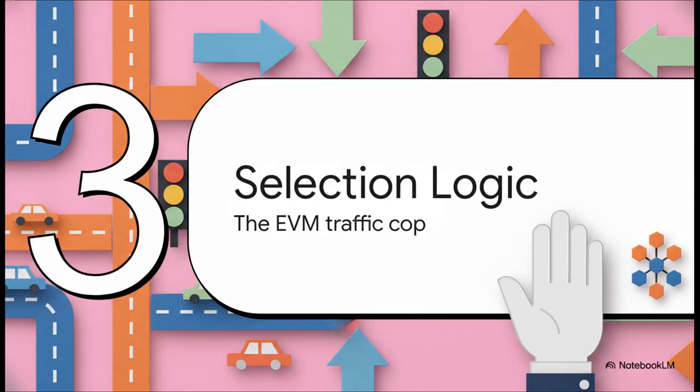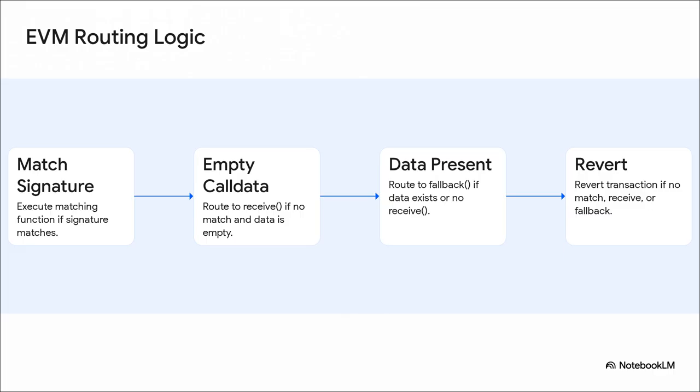Let's move on to Section 3, the function selection logic. This is where the rubber meets the road. This decision tree shows exactly how the EVM acts as a step-by-step traffic cop for every single transaction. Here's the flow. Step 1, a call comes in. The EVM checks, does this signature match a normal function like deposit or withdraw? If yes, boom, execute it.